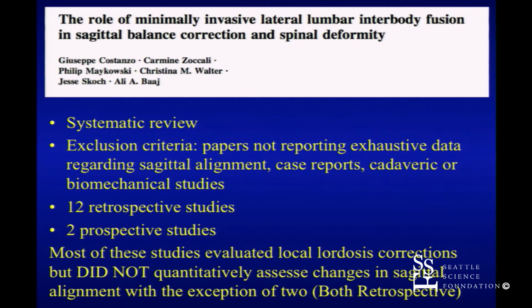Of these 14 papers, 12 were retrospective and only 2 were prospective, and those prospective papers were cohort studies. They were not prospective randomized studies. So the level of evidence is not that great in the literature. Also, all these 14 papers mentioned sagittal alignment, but only 2 of them gave specific numbers in terms of SVA reduction. Otherwise, they basically said sagittal alignment was improved, but they didn't give you specifics.